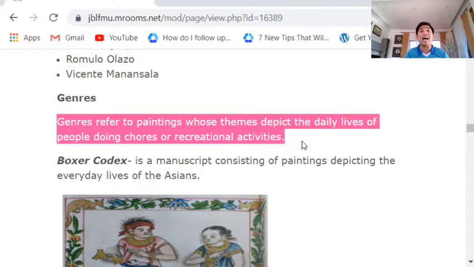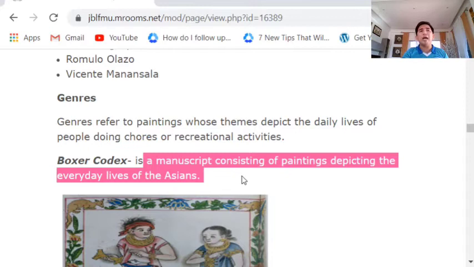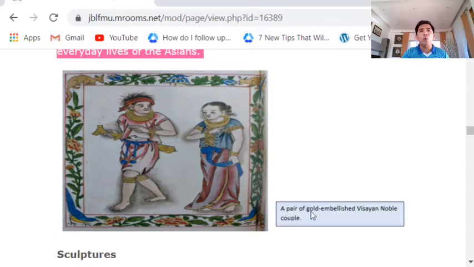Okay? An example of it is the Boxer Codex. It is a manuscript consisting of paintings depicting the everyday lives of the Asians. So right there, a pair of gold-embellished Visayan noble couple.